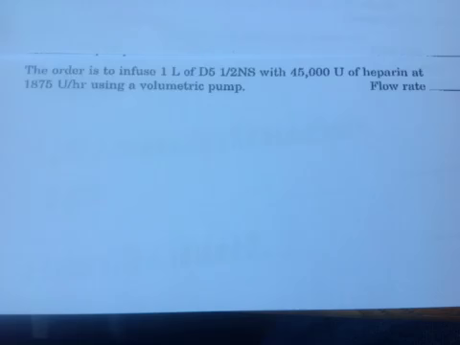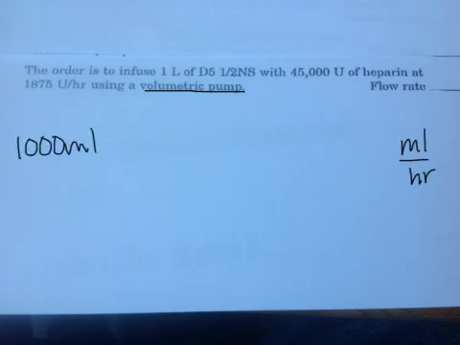Alright, so this next one again is flow rate, so that's going to be on a pump, and so it's going to be milliliters per hour. And again, because it says volumetric pump, that tells you what it will be. And so what we need is the milliliters on top, and so we're working with 1 liter, so we're going to put 1,000 milliliters, because we know there's 1,000 milliliters in a liter. And it's D5 half NS, but that's not important.